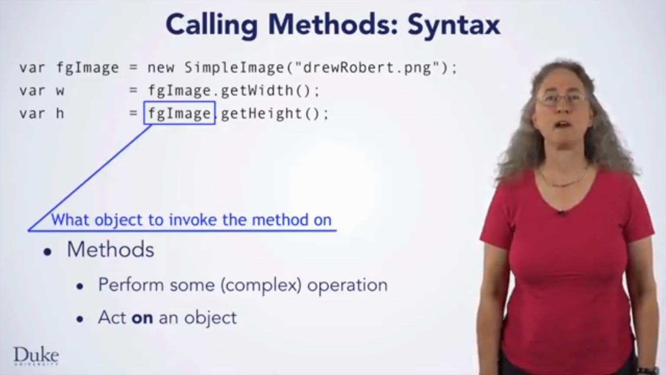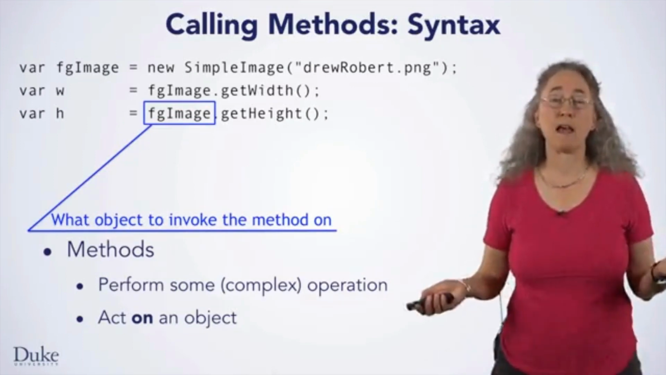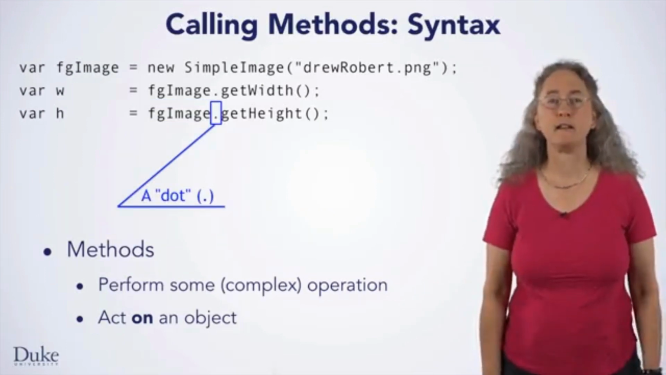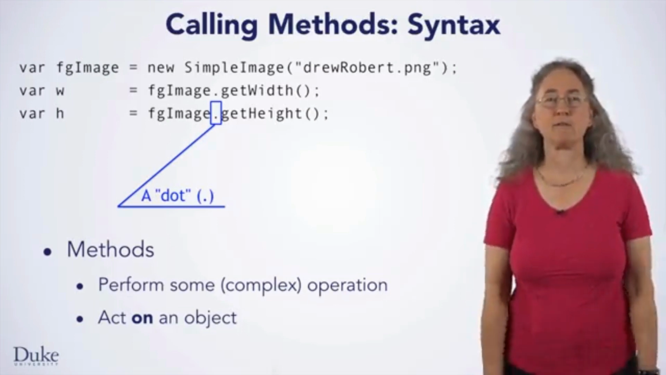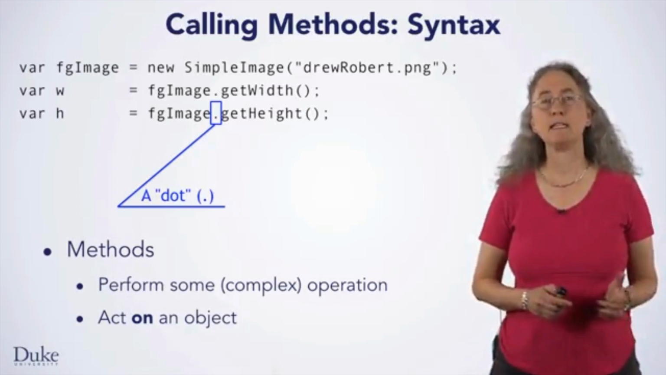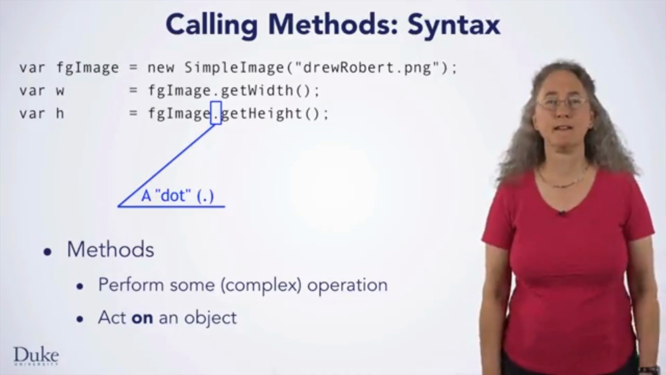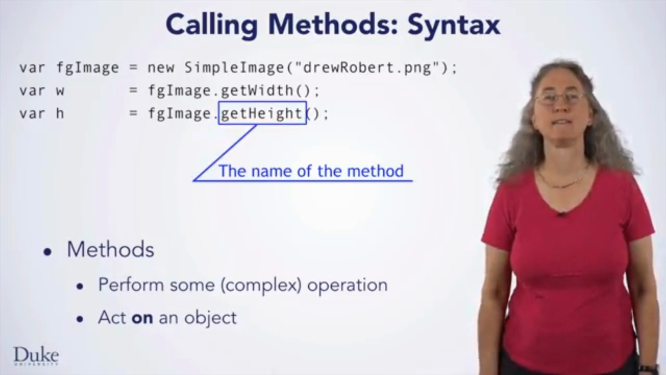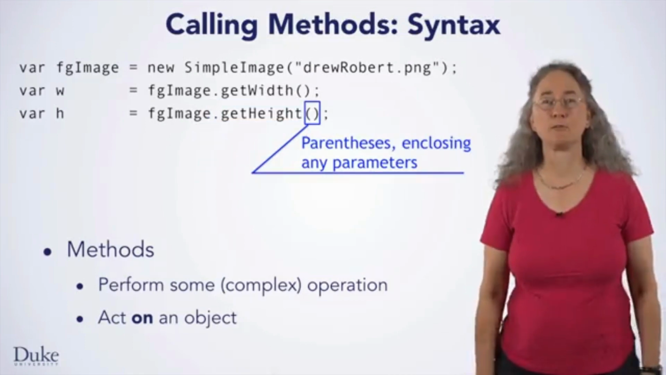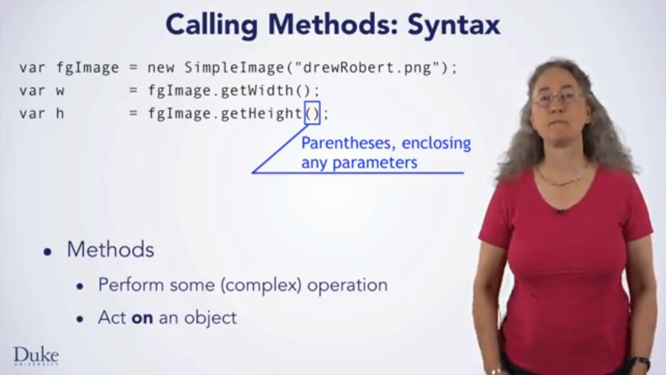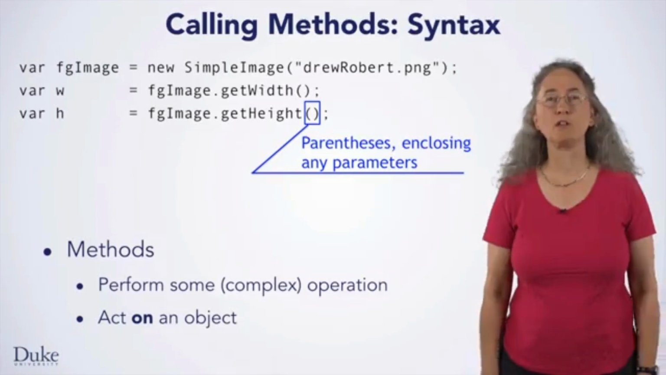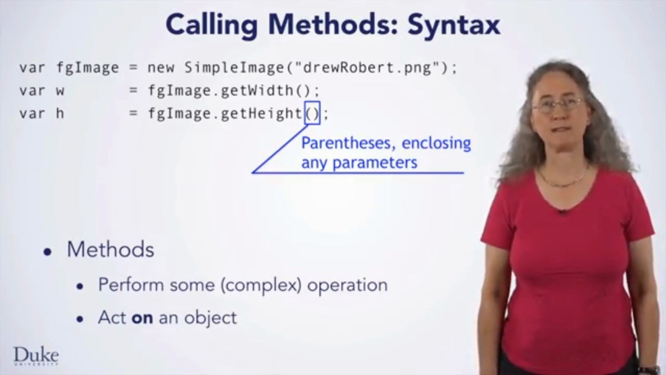First is the name of the object we want to invoke the method on. Which SimpleImage's height do we want to get? Whatever SimpleImage we name here. Next is a dot. The dot operator means inside of. We want the getHeight method inside of FGImage. Next is the name of the method that we want to call. In this case, it is getHeight. Finally, there are parentheses. Parentheses after a name indicate that it is a method or a function, which is similar. If the method took any parameters, you would specify them inside the parentheses.